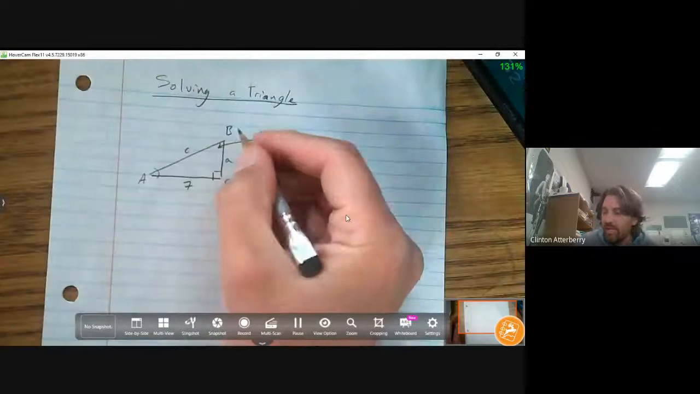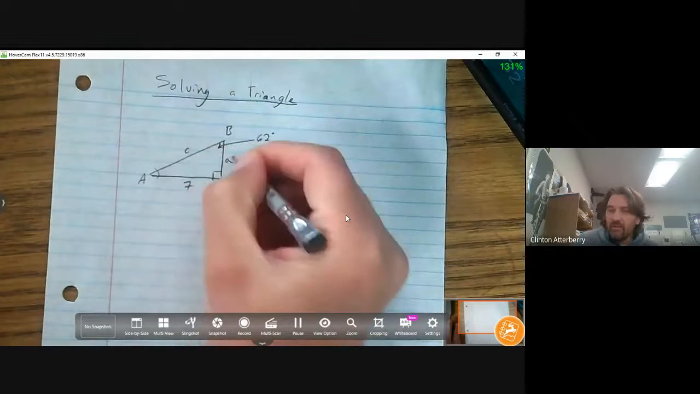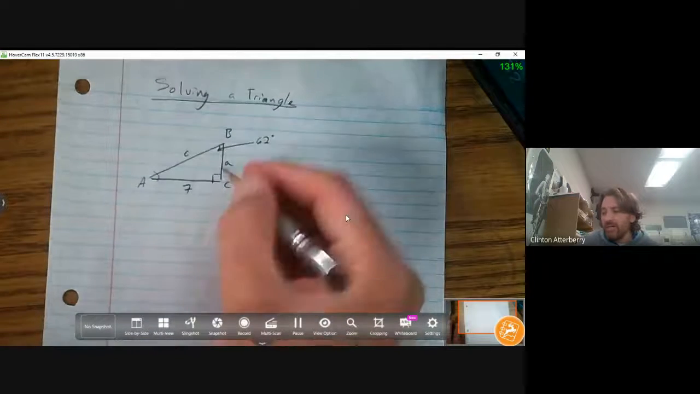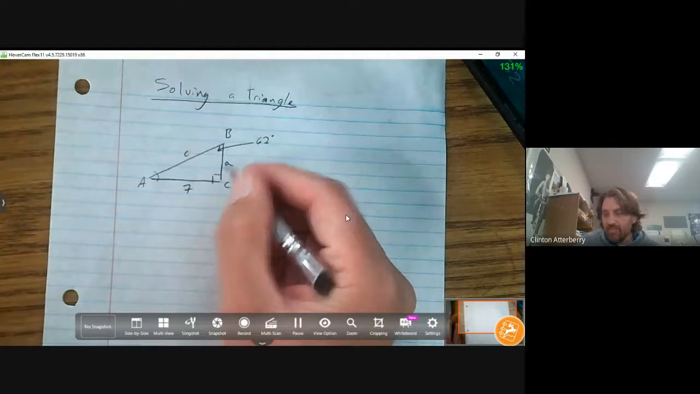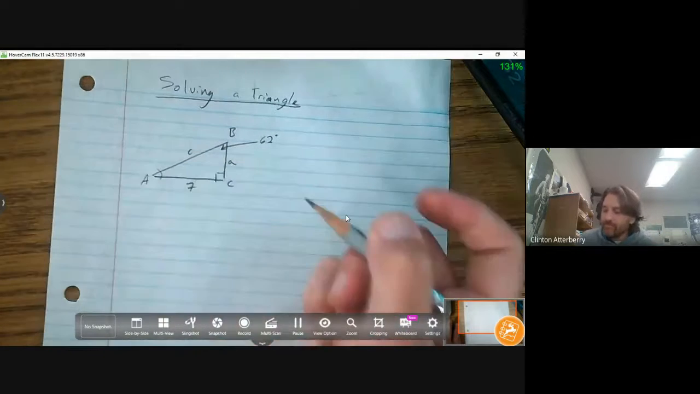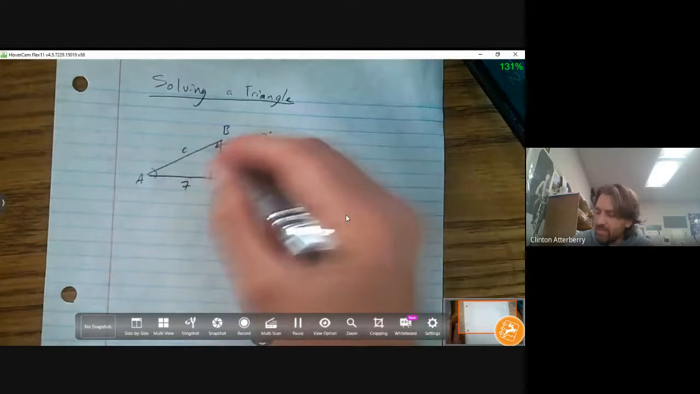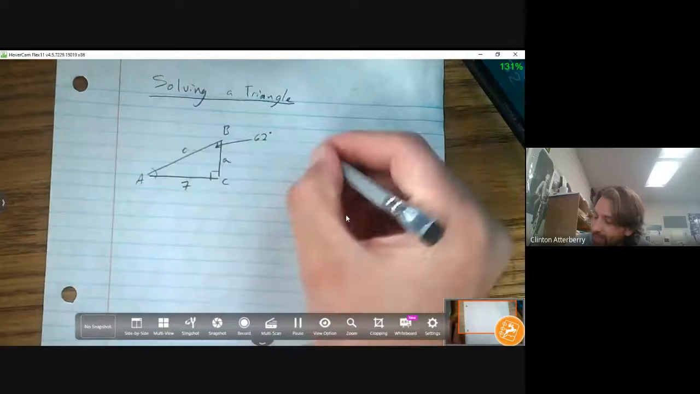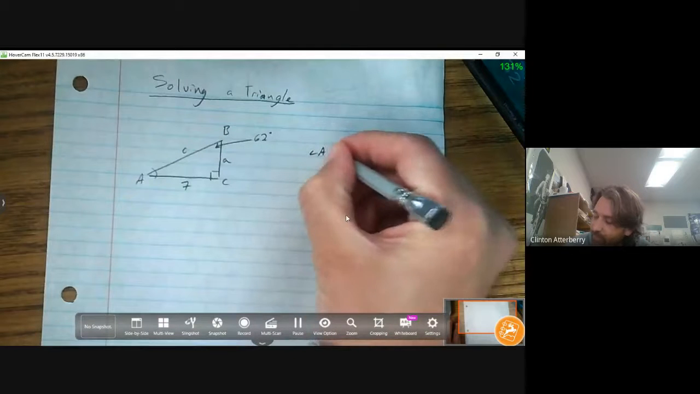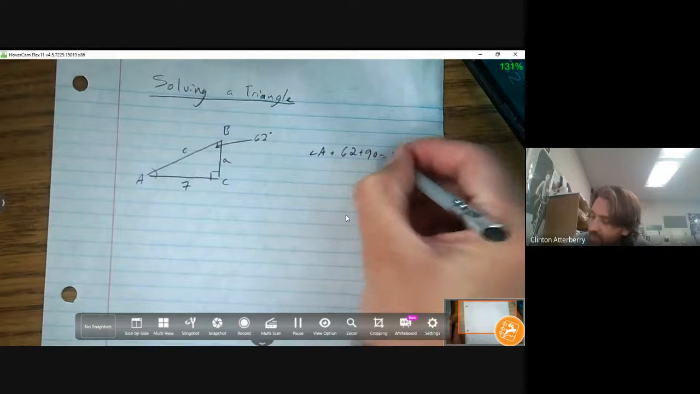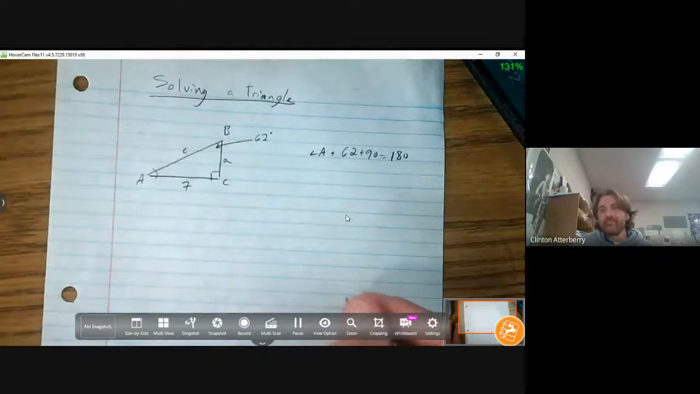Solving the triangle means you have all the angles and all the sides identified. So obviously the little box here is 90 degrees, so you don't have to even write that. So we actually already have two angles and one side. To get the third angle, we know that they always add up to 180 degrees. So we can say angle A plus 62 plus 90 is going to add up to 180 degrees.